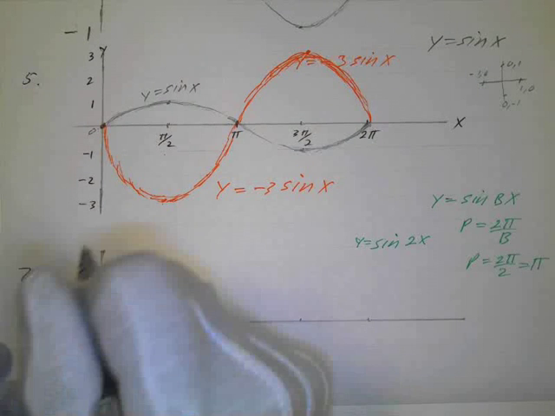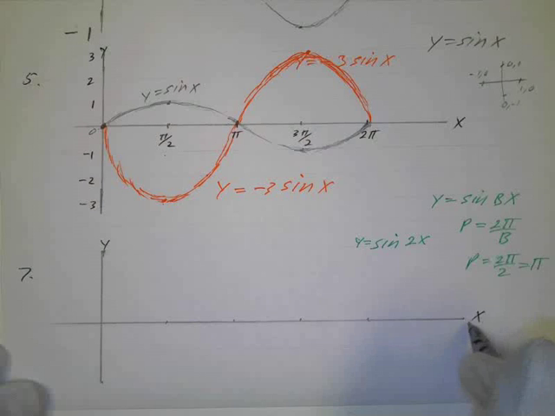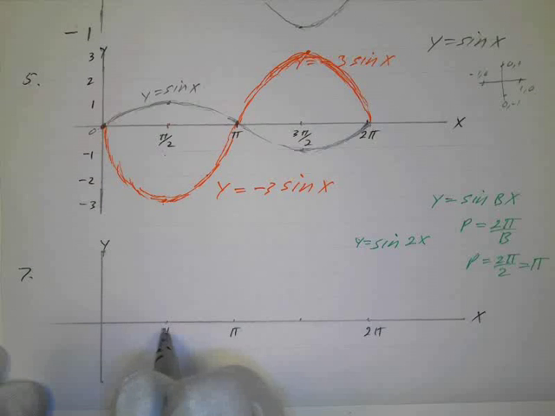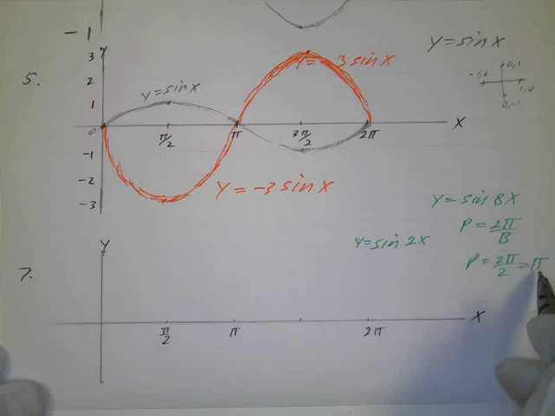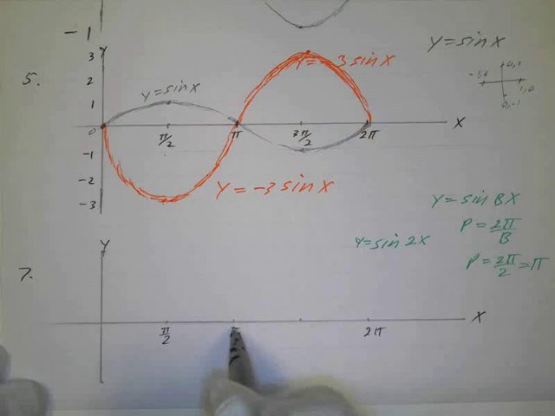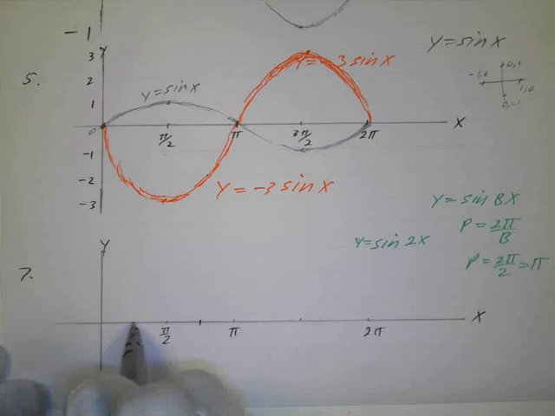So we'll label our graph here. This would be y, this would be x. And if this was 2 pi, and this was pi, and this would be pi over 2, and since my period is pi, I'm going to divide this into the 4 parts to get one complete period. So I've got to mark this now, and this. And half of pi over 2 is pi over 4.